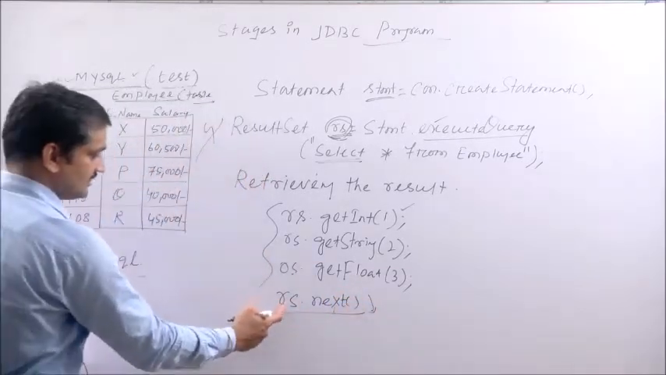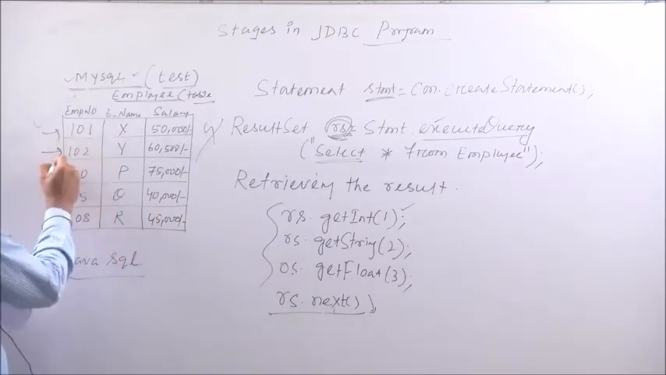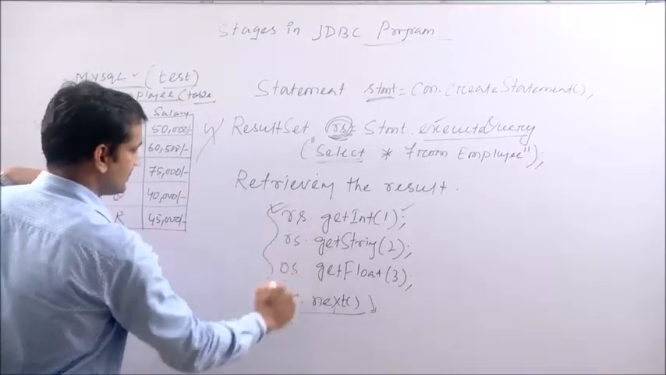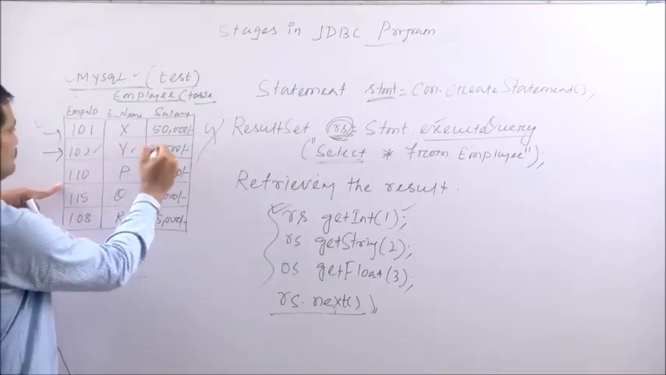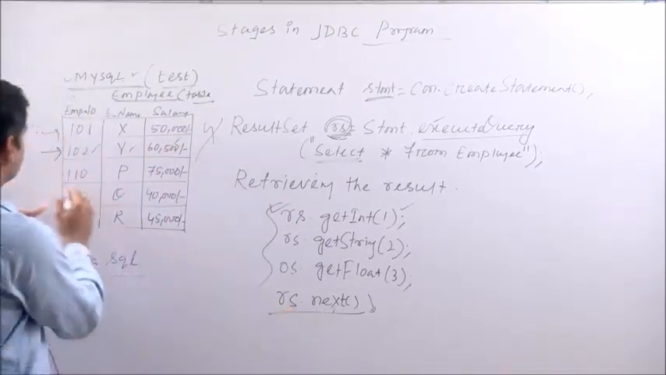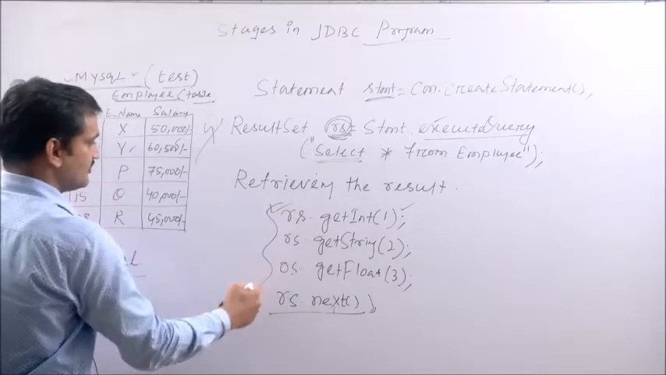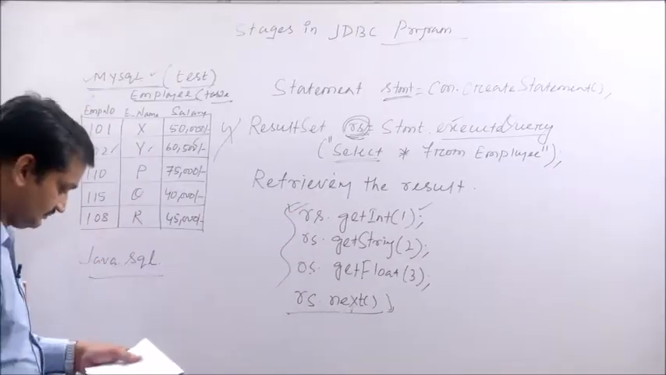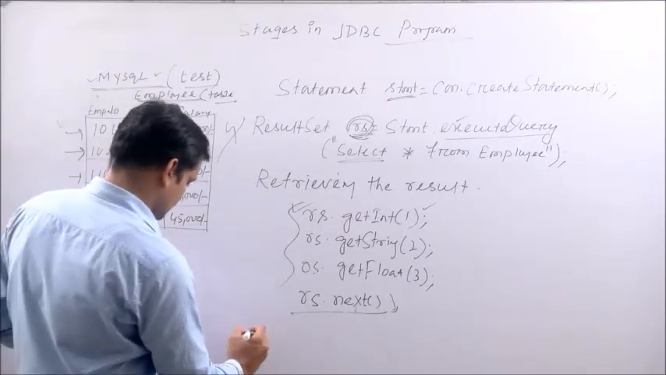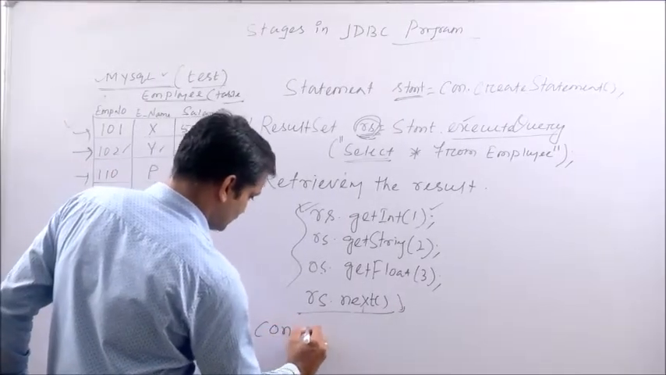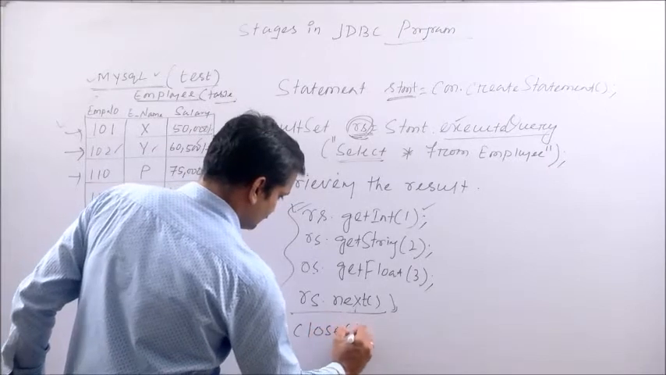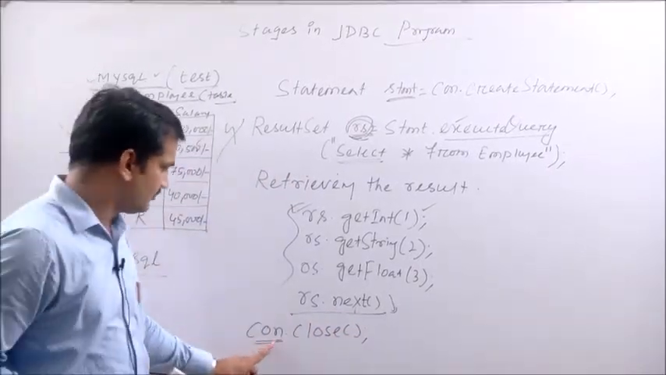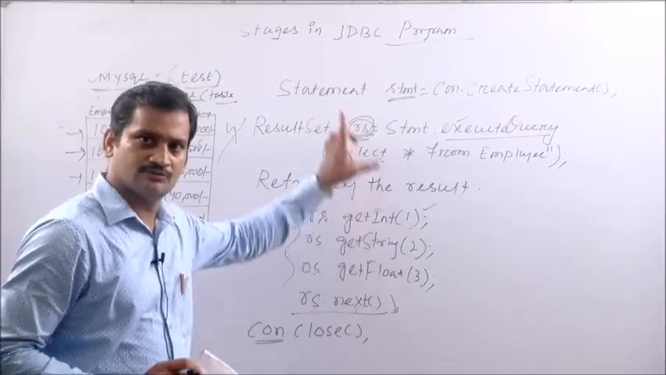When you write arrays next, your pointer comes to the next record, and then you repeat these three statements. Again arrays next, it moves to the next, and you repeat this. So this will go on in a loop until you reach the end of the table. At the end, the statement to close the connection looks like this: con dot close. It is very simple. You just use the connection object con, and con dot close is the method that closes the connection.